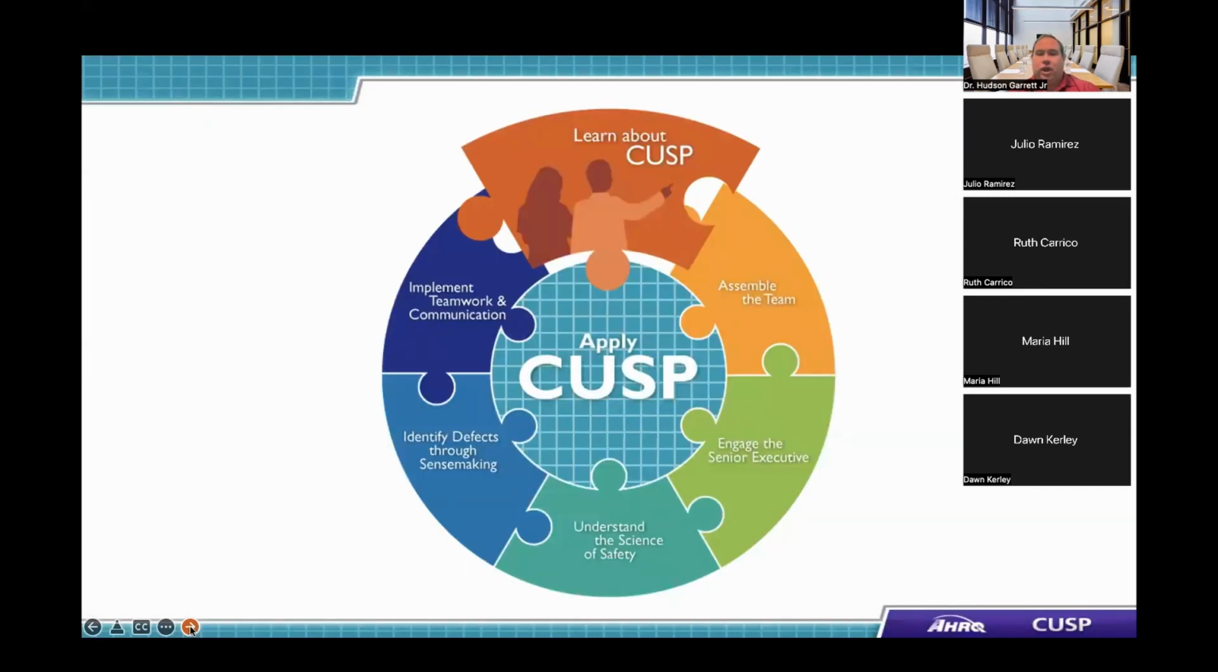So this is a journey, and I'm going to make a little bit of a special offer that I didn't even tell Ruth about. Today we're really talking about an orientation to CUSP and what it is and what it can be. But there are different components to the implementation of this project, right? There's getting your team together. There's how you engage your senior executive. There's the science of safety and the team steps component. Then there's this thing called sense making, which is extremely cool, where we can actually look at identification of defects and risk mitigation strategies. And lastly, we bring it all together with this implementation framework around teamwork and communication.